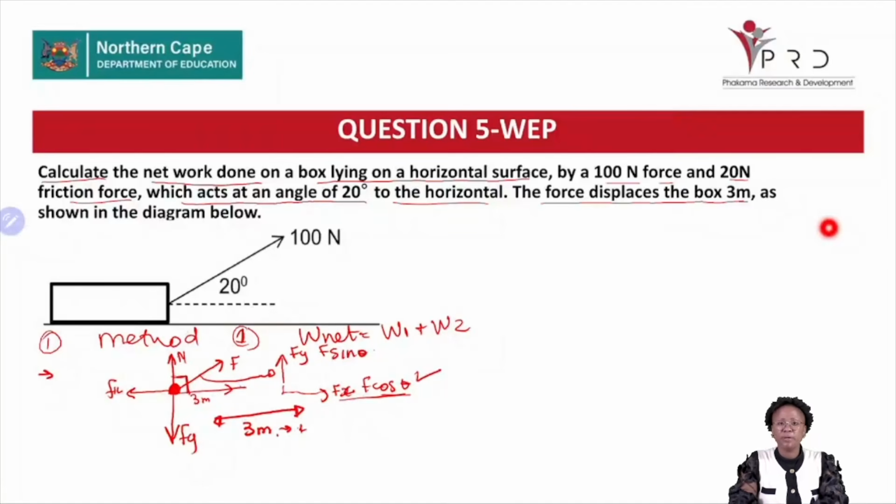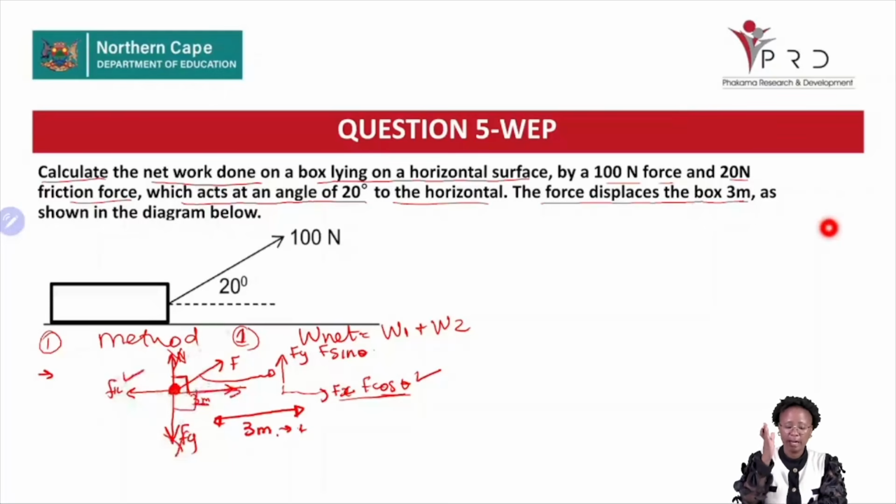They are perpendicular to each other, which means that the normal force is not doing the work. What about Fg? Fg is also not doing the work because Fg and the displacement are perpendicular to each other. What about Fk? Fk is in the opposite direction of the 3 meters. The 3 meters is going to the right, Fk is going to the left-hand side, so Fk is doing the work.